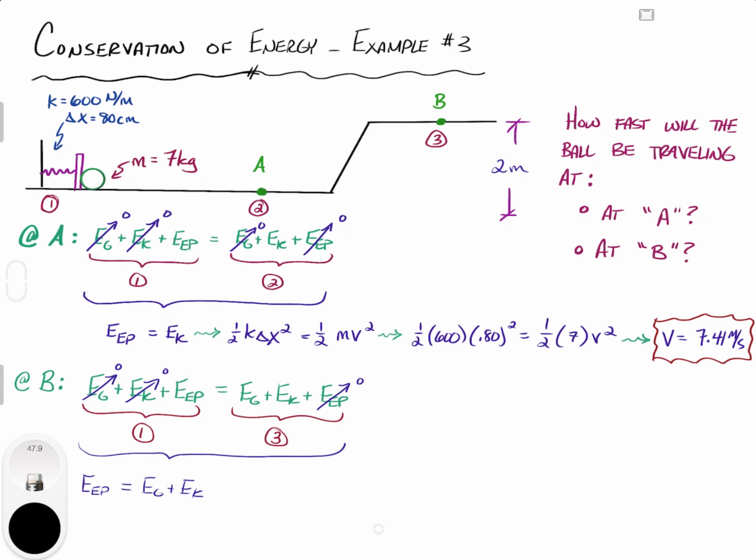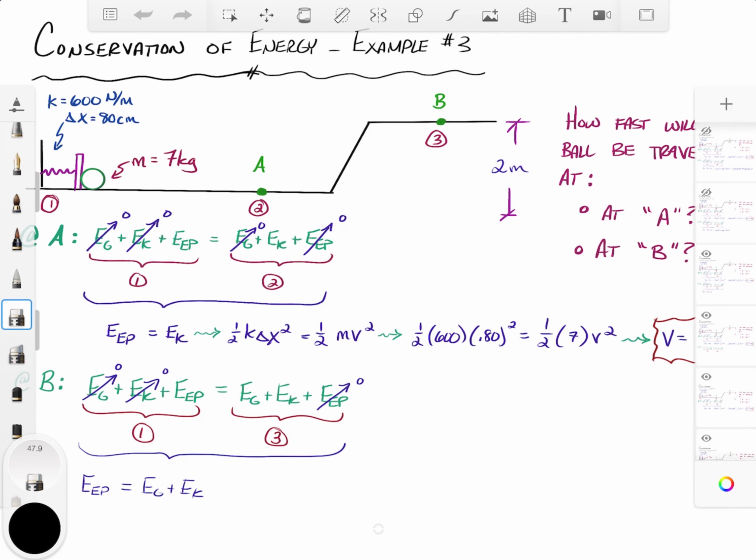So again, still point 1, so there's no gravitational potential or kinetic. In fact, at point 1, we only have elastic potential. However, now at point 3, yes, it is rolling, but it's also rolling 2 meters above where originally it started. So it has both potential due to the height, gravitational potential, and kinetic due to its motion. So from point 1 to point 3, it's a little bit different because the elastic potential energy we started with, by the time it reaches B, will be stored in both the gravitational potential energy due to the height and the kinetic energy because that ball will still be rolling.